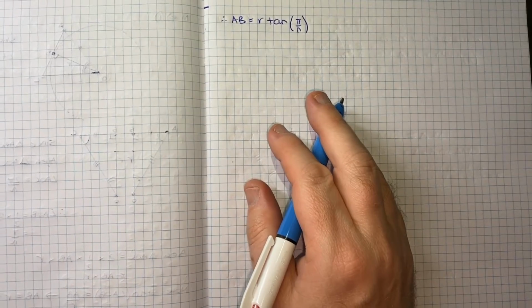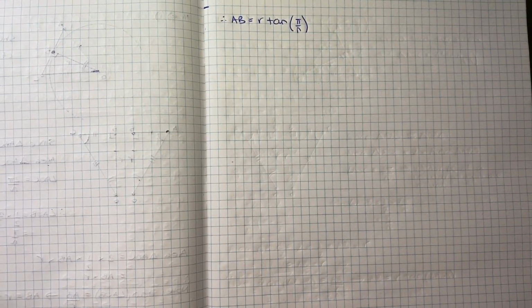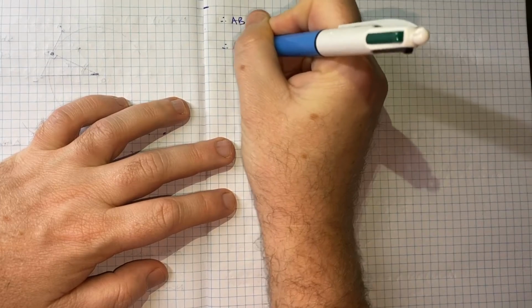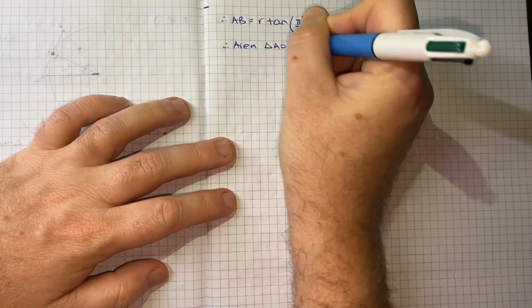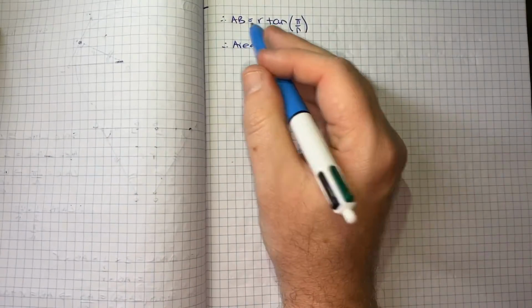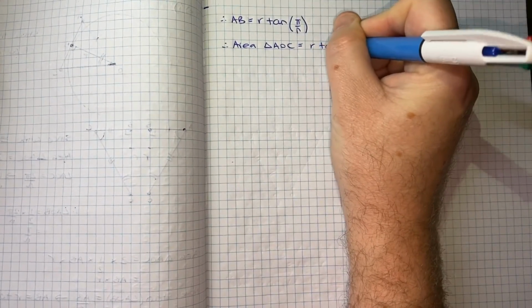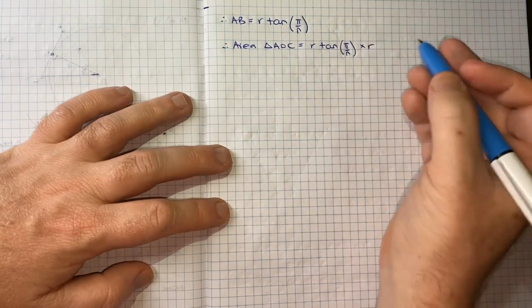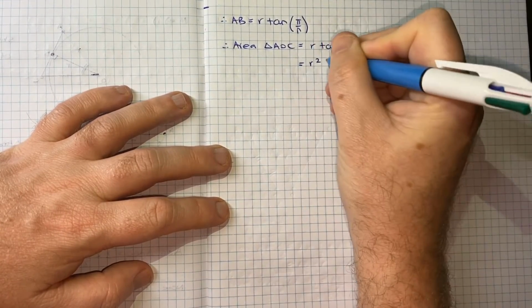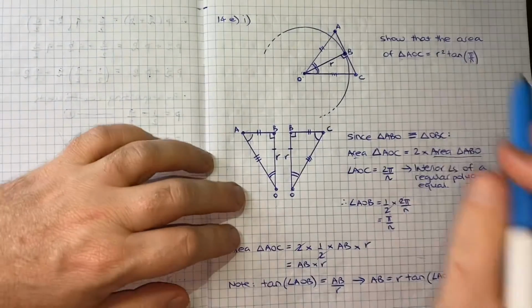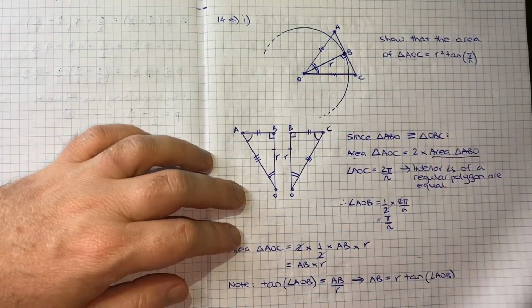So putting all that together, the area of triangle AOC will be equal to AB times R. AB we just worked out was R tan pi on n, times R, and these R's can just come together to be R squared tan pi on n. And that is what we were being asked to show, so that's as required.